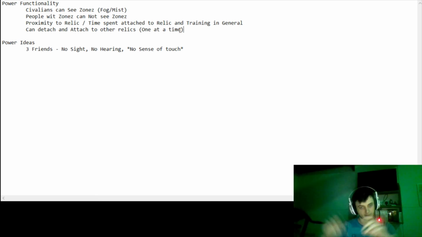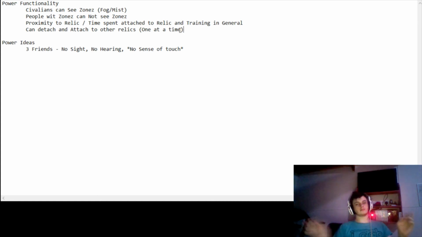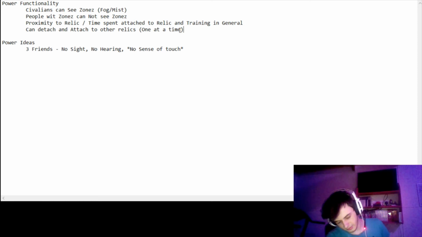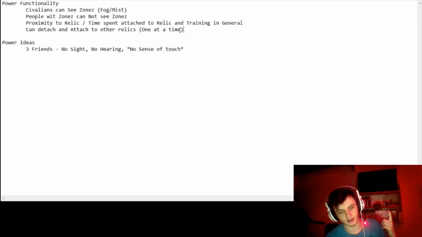But if you have multiple relics, you have an east relic and a west relic, and you can go between each of those and kind of set yourself up. It resets how strong you are based off of your time that you've been attached.